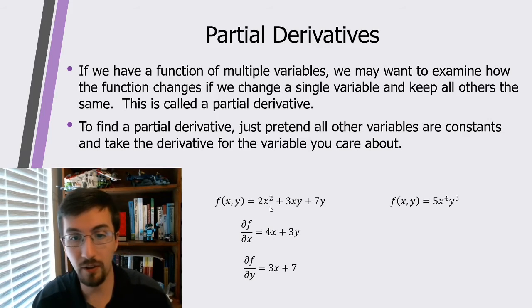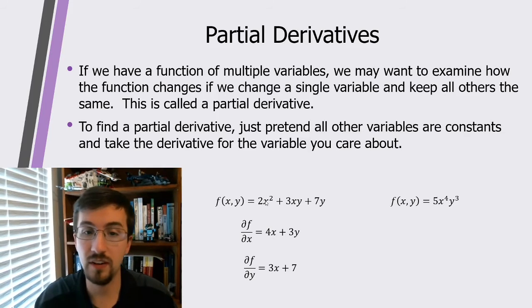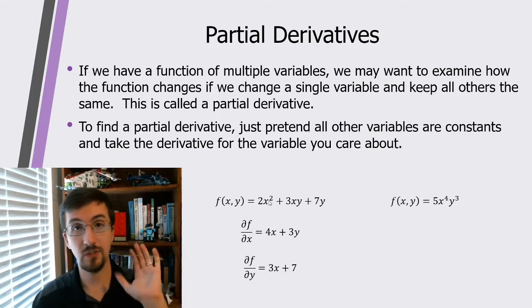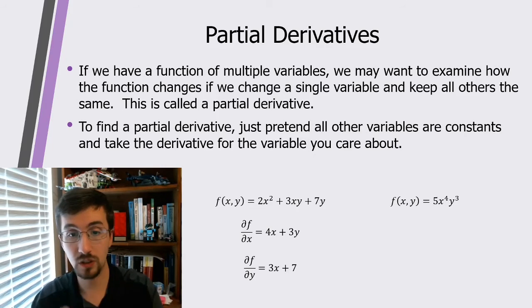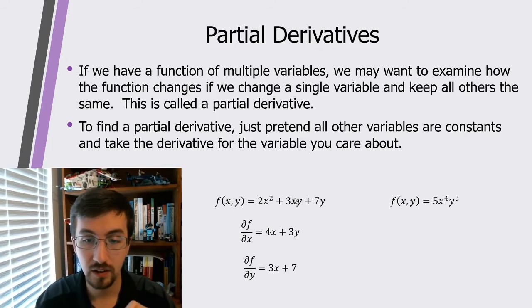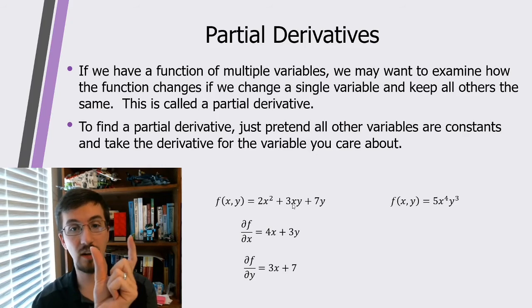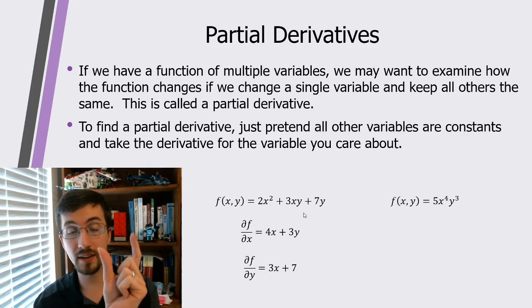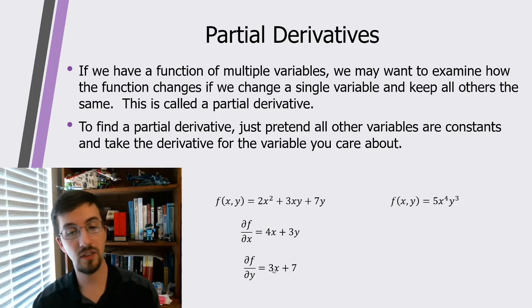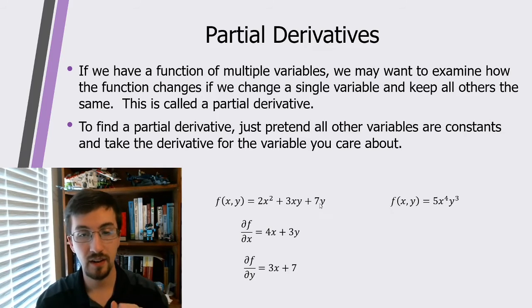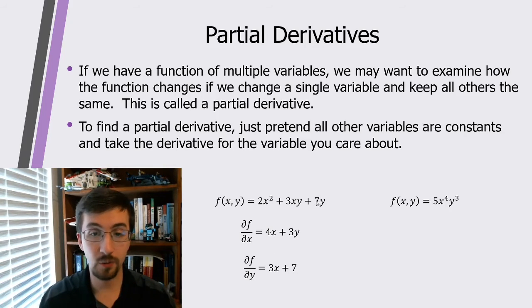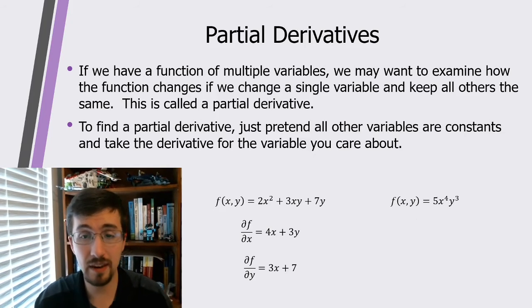Why? Well, this first part, there's no y's in it, so that would just be a constant. Derivative of a constant, 0. Gone. Here, the 3x is like our constant. The derivative of y is just 1. So then the 3x is just hanging out there. And lastly, derivative of 7y is 7. All right, it's not too bad.